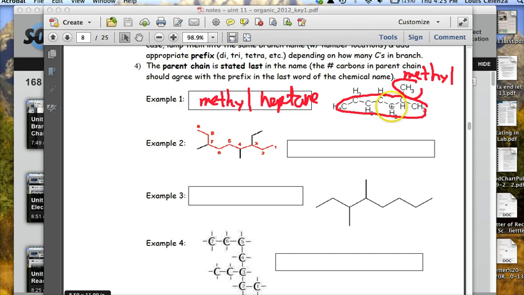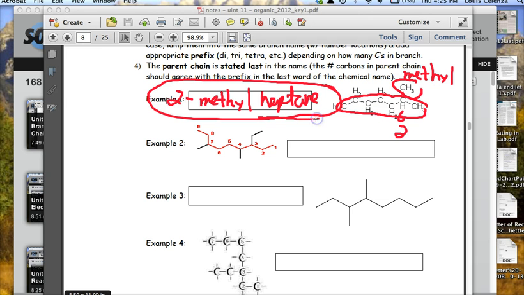So in many cases, in addition to naming the branch or branches, you also have to indicate what number carbon the branch or branches are attached to in the parent chain. So if we number it in this direction, 1, 2, 3, 4, 5, 6, this methyl would be attached to the 6th carbon. If we number it in this direction, it would be attached to the 2nd carbon. Well, which number do we pick? We're always going to work with the smallest number. So we would put a 2 in front of here. So the whole name for this compound is 2-methylheptane.